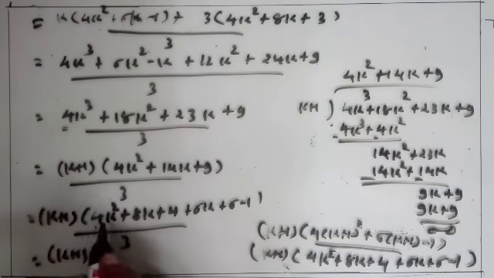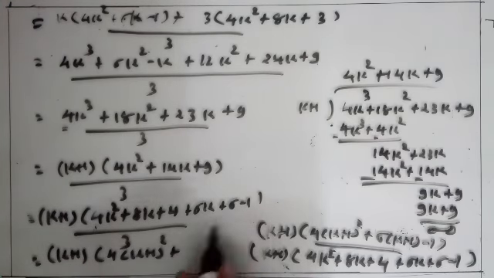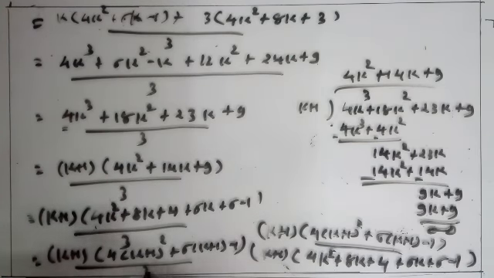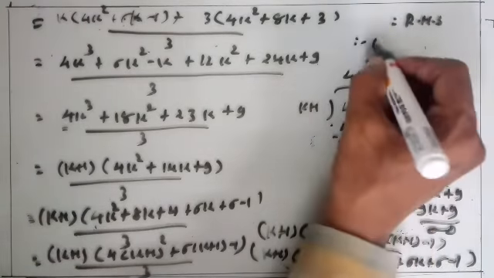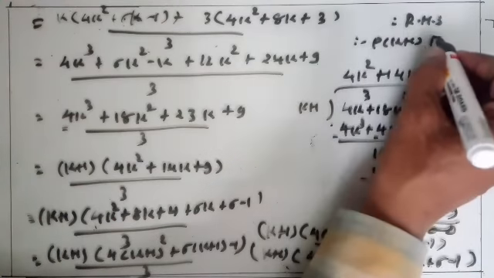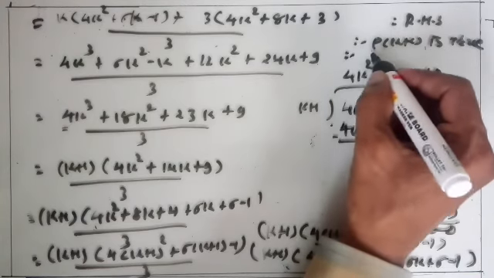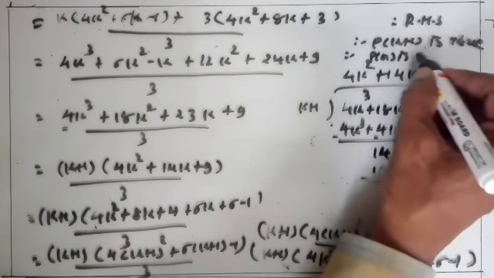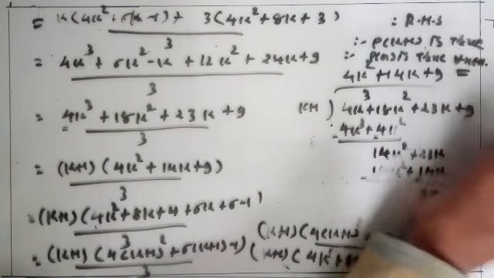Here 4 take common, so become k square plus 2k plus 1, that is 4 into k plus 1 square, plus here 6 take common, so 6 into k plus 1 minus 1 upon a 3. That is the right hand side, RHS. Clear? Therefore Pk plus 1 is true. So Pn is true for all n belongs to N. Therefore Pn is true for all n belongs to N. Clear this?